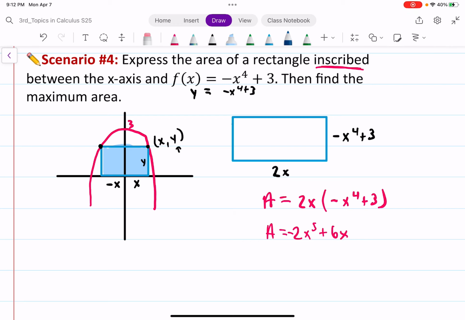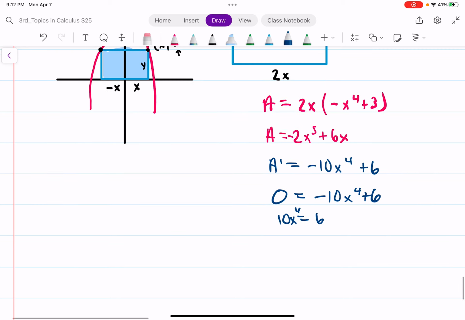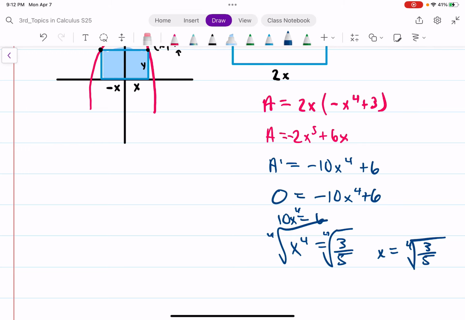Okay, and so now if we take the derivative of that, and then remember you set it equal to 0. Take away the 10. Fourth root it. So then that means x equals the fourth root of 3/5.